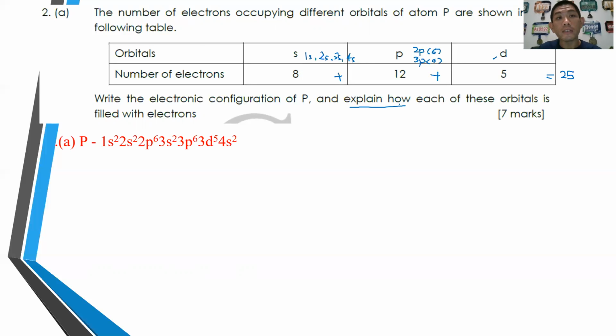Definitely is by using the 3 rules and principles, which are the Aufbau principle, Hund's rule, and Pauli exclusion principle. So these 3 are very, very common. Just write each of their rules and explain how they are filled. Definitely you can get 7 marks easily.